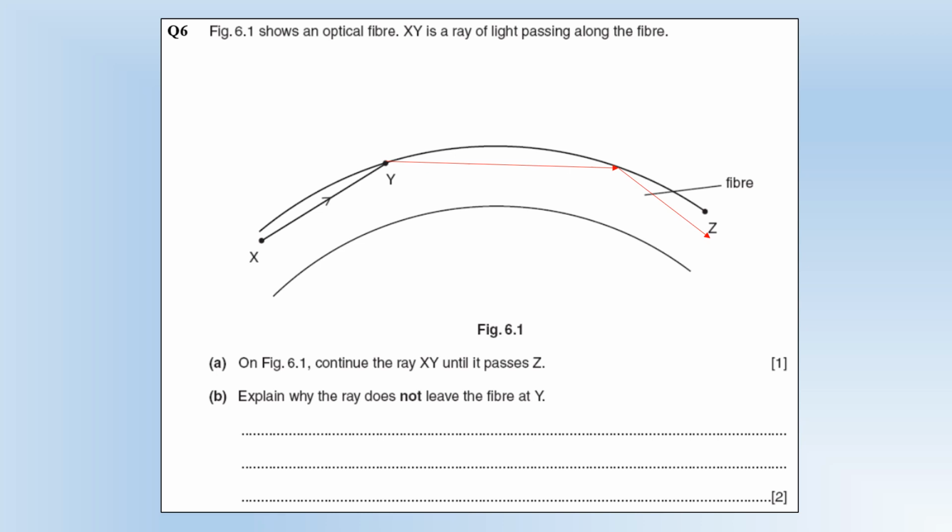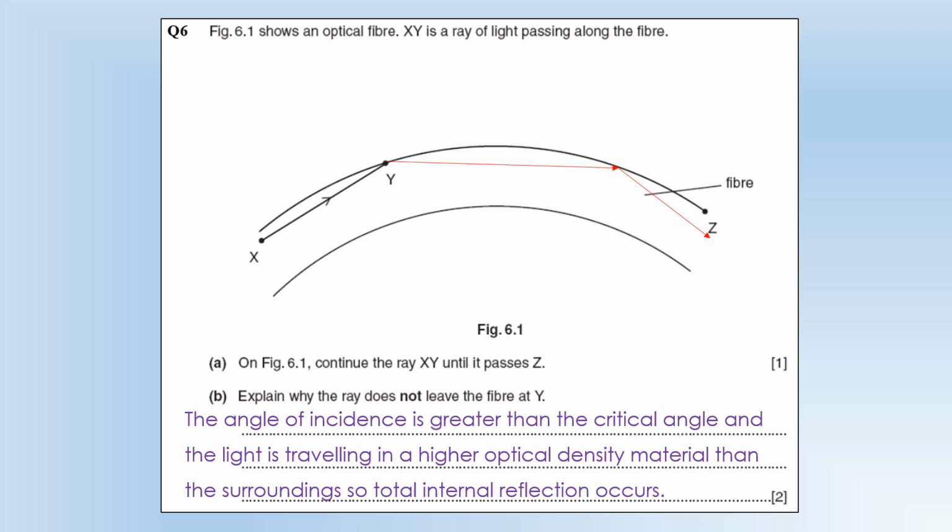Explain why the ray does not leave the fiber at Y. So the angle of incidence must be greater than the critical angle, and light is travelling in a higher optical density material than the surroundings. So we've got the two conditions to have total internal reflection.